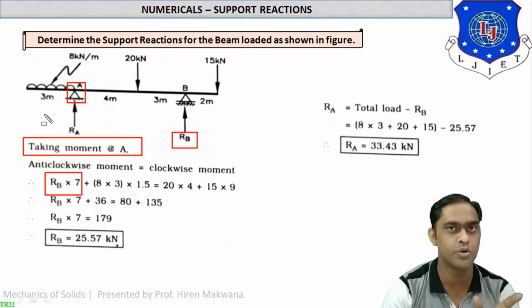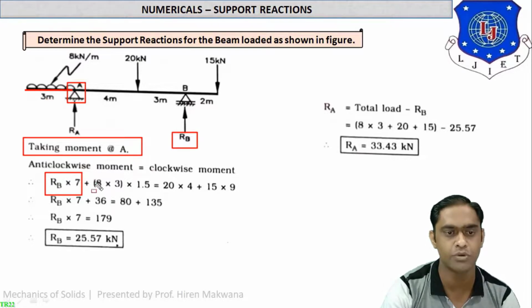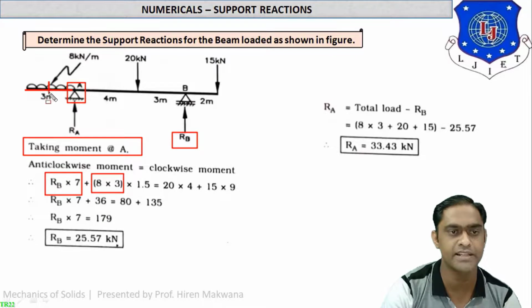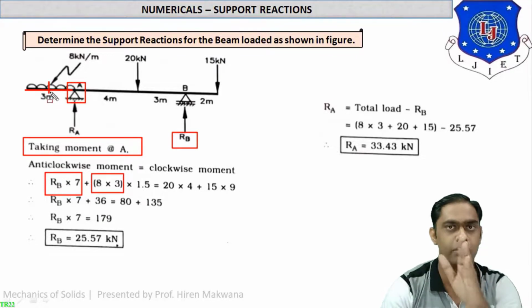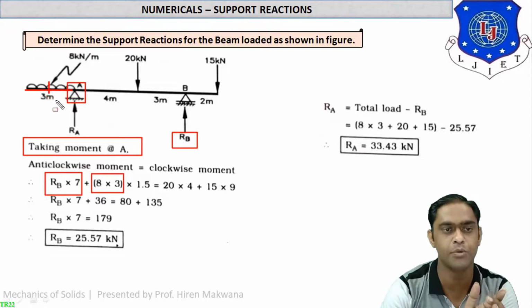Now as the beam is overhanging, coming on to this portion, this is the UDL which will be 8 into 3, 24. But this UDL is acting at the center and it is on the left side of support A, so it will move like this in the figure, in the anti-clockwise direction. From the center, the distance up to point A will be 1.5 meter.